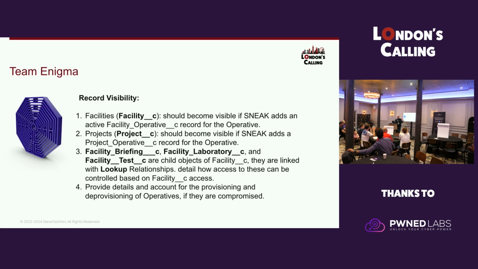Facilities should become visible only if we add a child object, a facility operative. Projects should be visible only if we add a project operative. Briefings, laboratories, and tests are child objects with lookup relationships. And how will you control access? And provide details for how I'll auto-provision and deprovision the operatives if they've been compromised. So you got a picture?